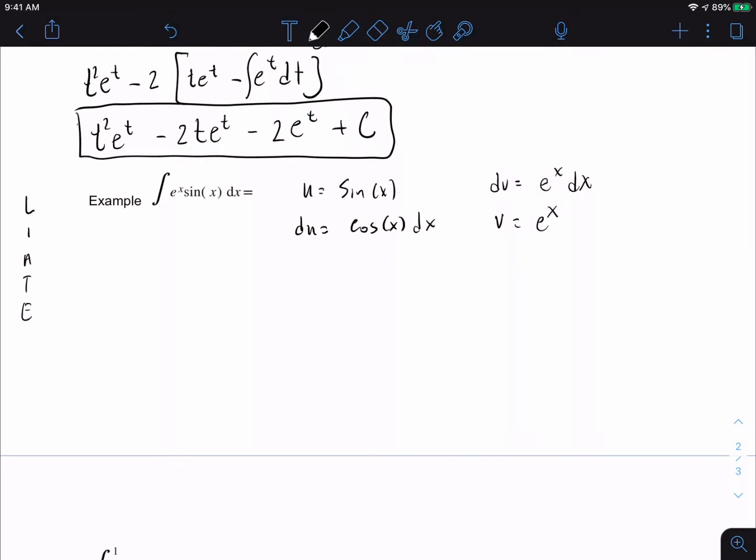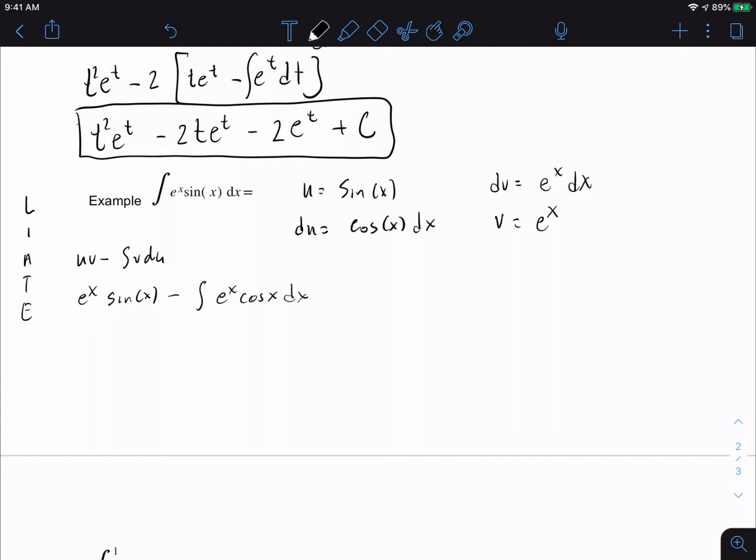So are we okay with how I got my u and my dv? Yes. Okay, so then from here, what's going to happen is I'm going to use uv minus the integral of v du. So I'm going to get e to the x sine of x minus the integral of e to the x cosine of x dx. Agreed? But what do we notice here?